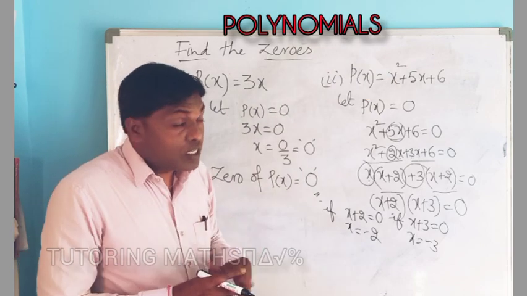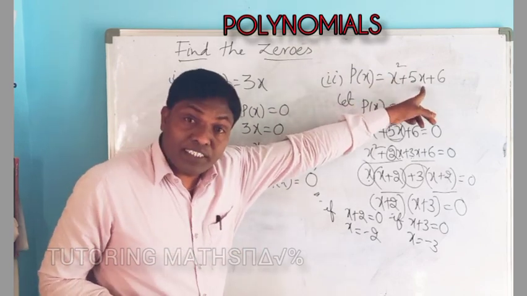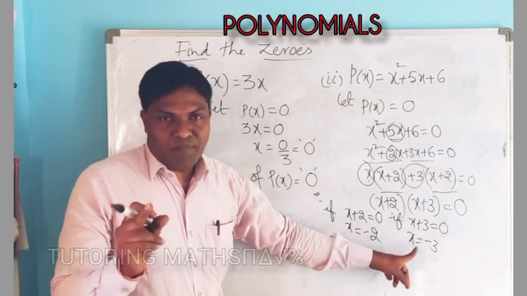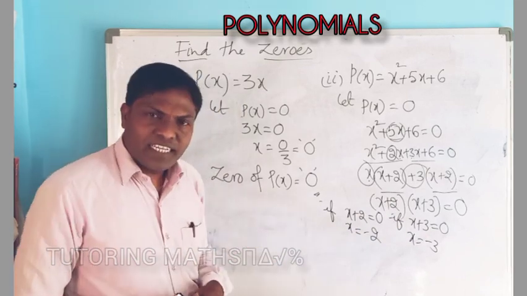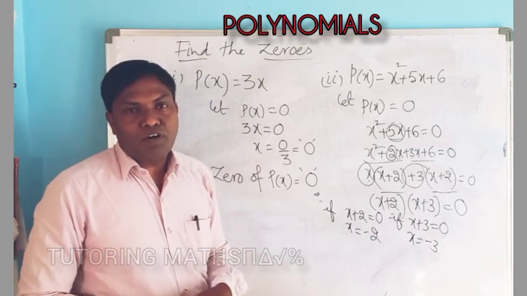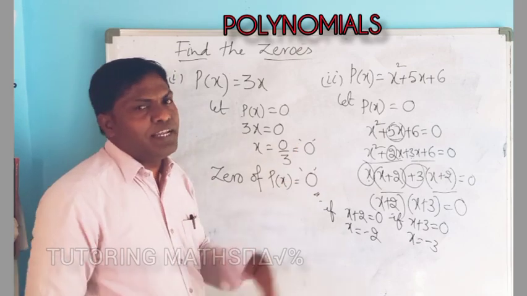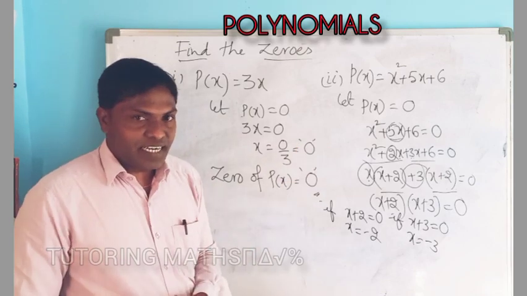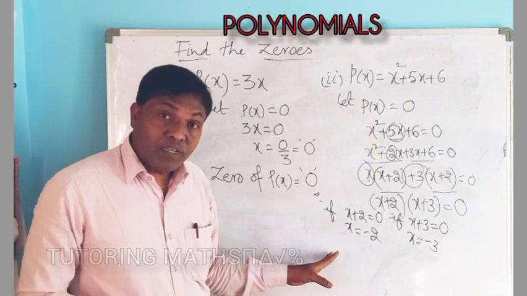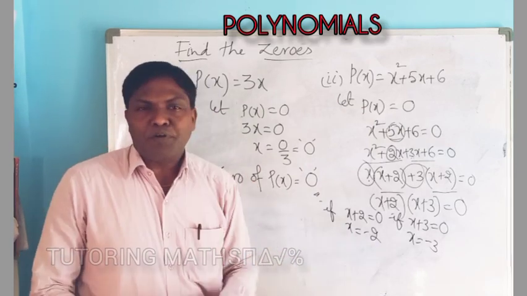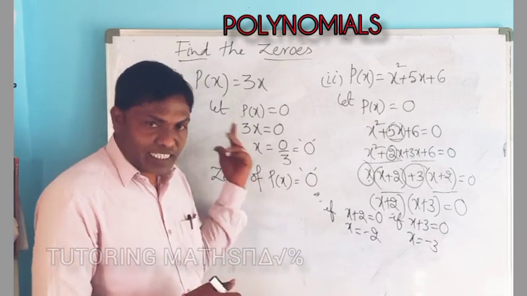What are the zeros of this expression x square plus 5x plus 6? Minus 2, minus 3. So like that, you can do the remaining problems. Just go through the remaining questions and you can understand. If you understand this concept, you can easily solve the remaining problems of this exercise, second bit.